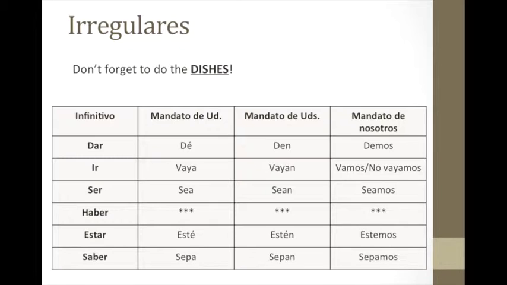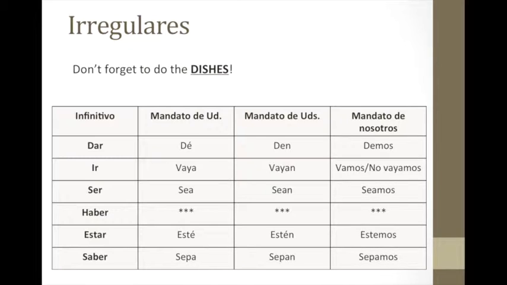Ser, just like we remember from VAYA, SEA, SEPA, DE, ESTE, is sea, sean, and seamos, meaning "be" and "let's be." So seamos simpáticos would mean "let's be nice." Haber, we included in the acronym for another reason you'll learn later in the year, but you don't have to worry about that at all. Just include it in the acronym.